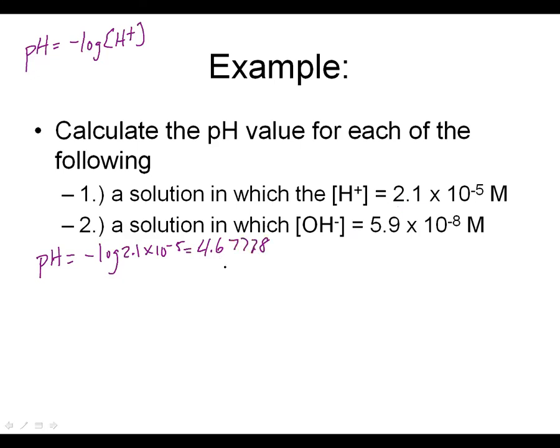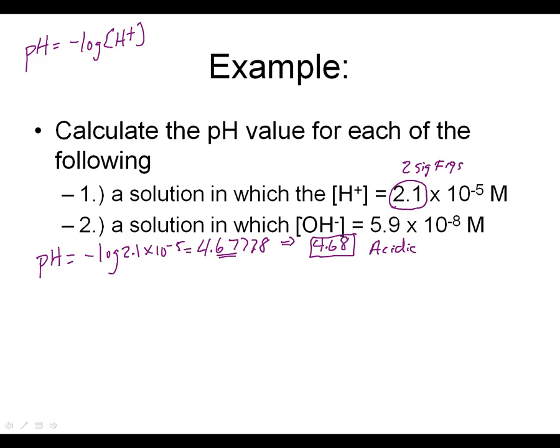Now, in terms of the answer, when we look at our original number here, that is two significant figures, which means we should actually go to two decimal places. So we should end up at 4.68 in terms of our pH. Now, pH of 4.68 is less than 7, which means this solution is acidic, although it didn't ask for that. Any questions on that calculation?